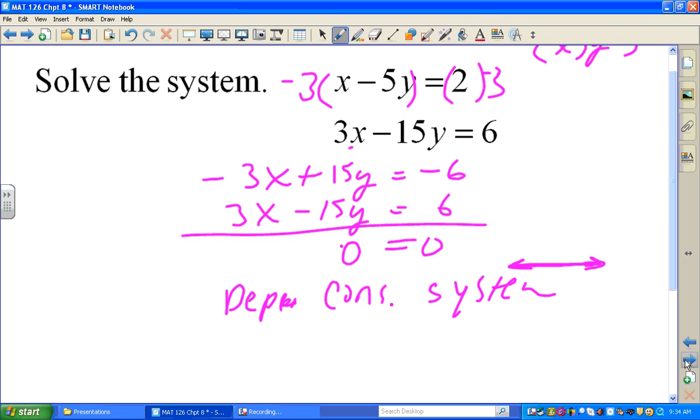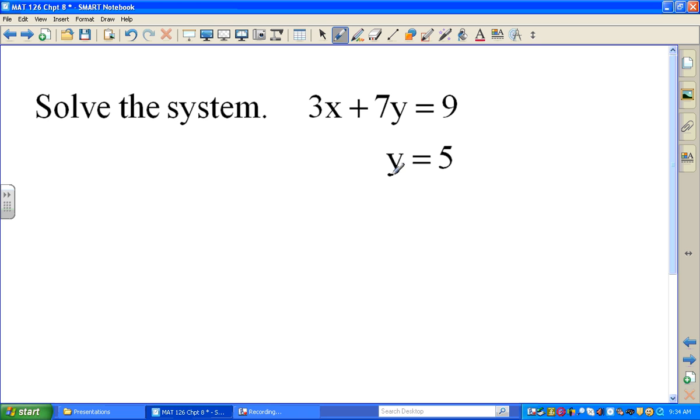Let's get back to some fun ones. Questions on that? I'm trying to cruise along. All right. Oh, this is easy. Solve the system. Oh, elimination method, not substitution. Actually, it's how I solved, isn't it? Yeah. Just put 5 in.